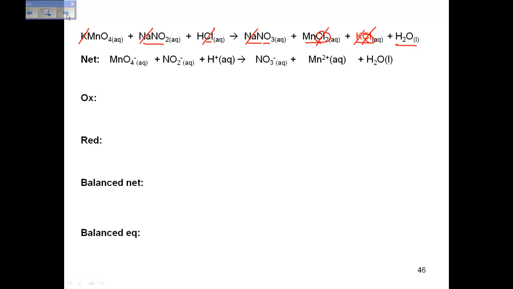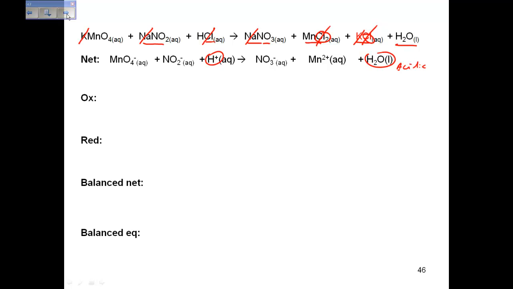A couple things to note here. Number one, notice that it has H plus and H2O. That's an indication of acidic solution. Okay, I'm not going to use that in my half reactions to start with. I'll put them in later as I need them to balance things out.